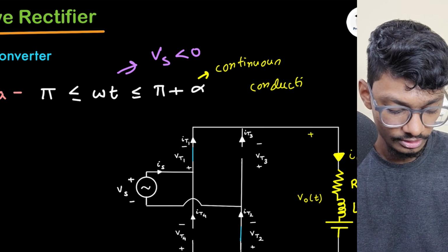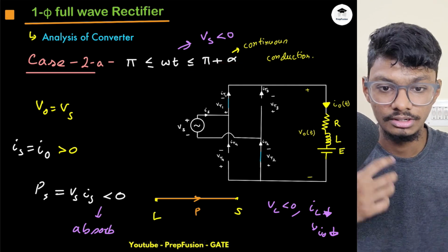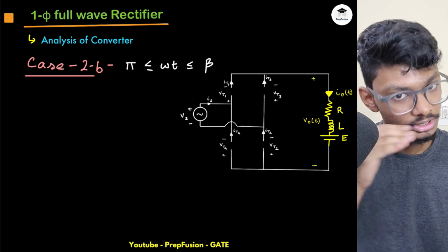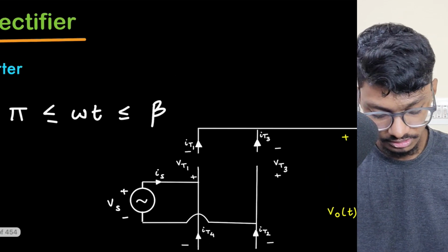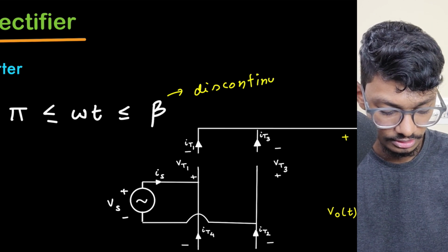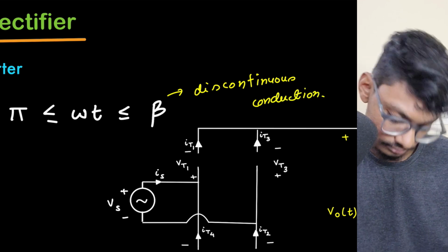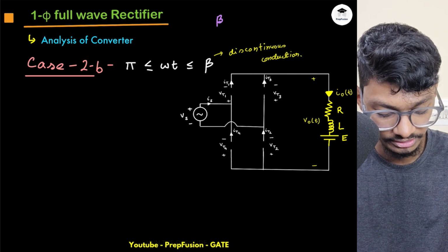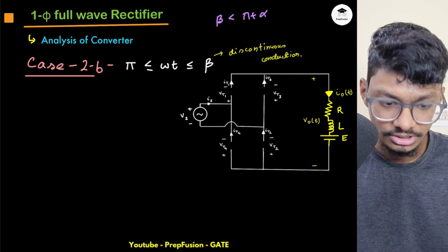So if there is continuous conduction, I will assume that my current doesn't go to 0 up until this pi plus alpha. But for the other case, let's take this extension angle beta, where the current is reducing and my assumption is that at omega t equals beta, the current goes to 0. So here there is discontinuous conduction. The condition for discontinuous conduction is that whatever extension angle I compute should be less than pi plus alpha, because just at pi plus alpha my inductor is energizing again, so current will increase only after that. So this is the condition.